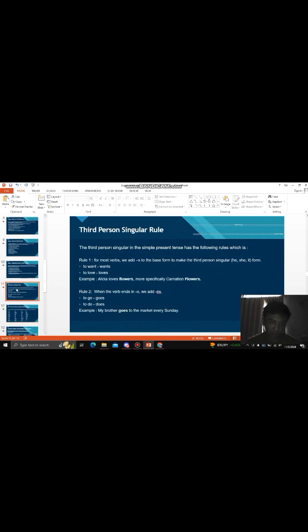Next up is third person singular rule. Third person singular in the simple present tense has the following rules. Rule number one: for most verbs, we add s to the base form to make the third person singular, for he, she, it. From one to ones, to love to loves. Example: Alicia loves flowers, more specifically carnation flowers.